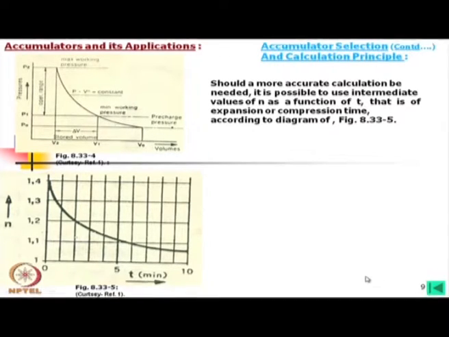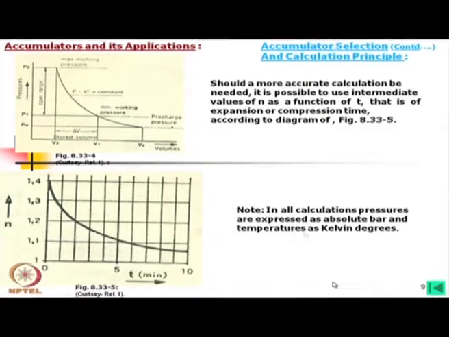This means, in a classroom problem or examination problem, if it is stated to be adiabatic, then you have to take 1.4. Otherwise, sometimes this curve will be given to you, and the time will be mentioned, and from there you can select the value of n. In all calculations, pressures are expressed as absolute bar and temperature in Kelvin, which we have to remember.